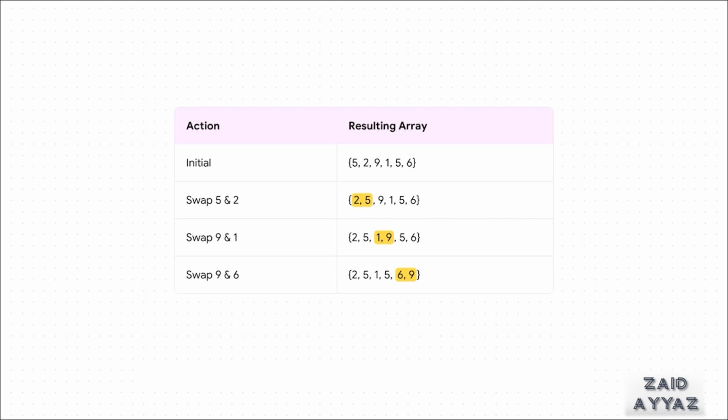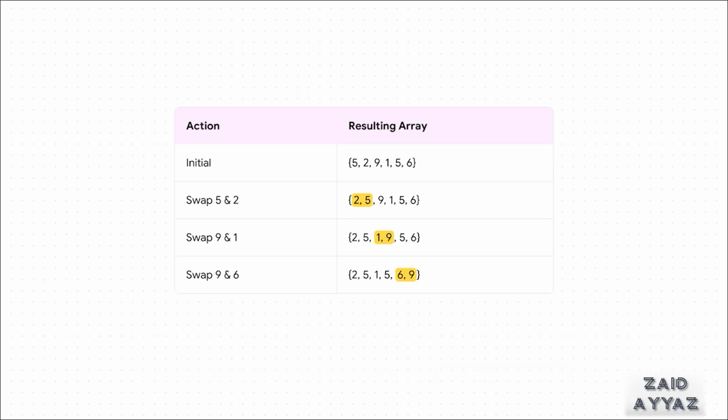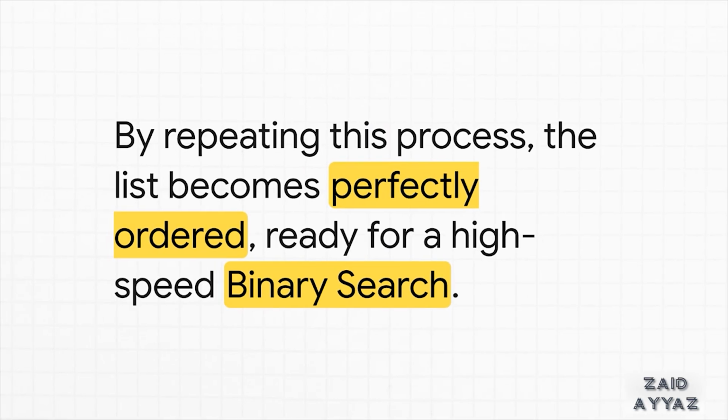After just this one pass, we know for a fact that the biggest number, 9, is in its correct final position. So you just repeat this whole process a few more times, and each time another large number gets locked into place. Eventually, the entire list becomes perfectly ordered. It's now primed and ready for that lightning-fast binary search we talked about.